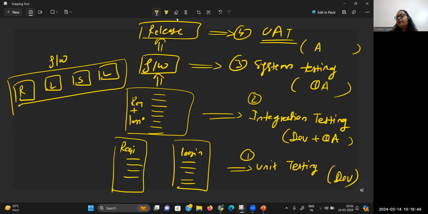Because there are two types, alpha and beta, that we are learning again. Okay. So alpha testing is actually done by that real customer. The customer will check that whatever requirement he has provided, based on that the application is ready or not. That process of testing is called alpha testing.